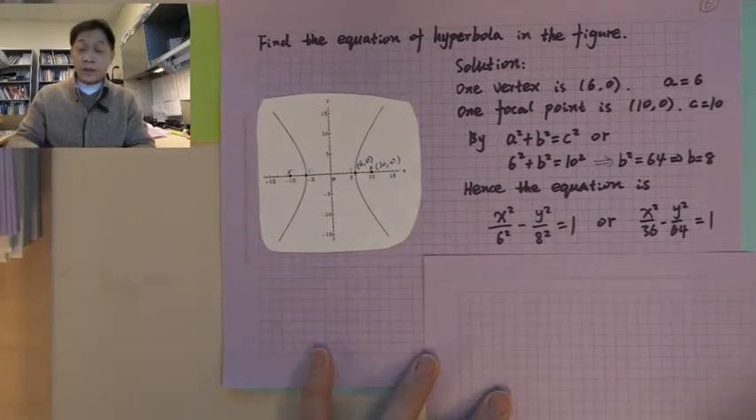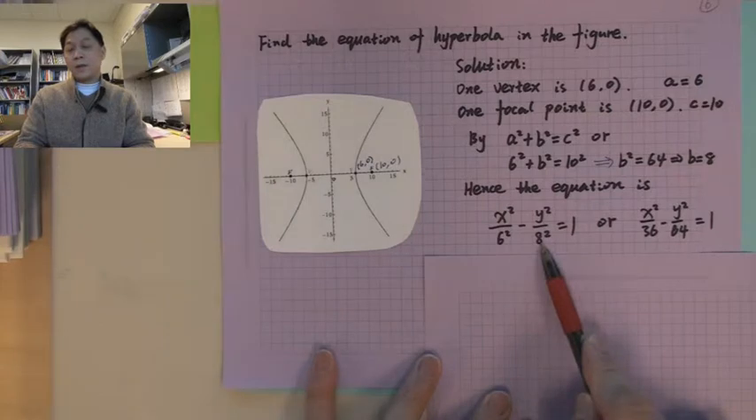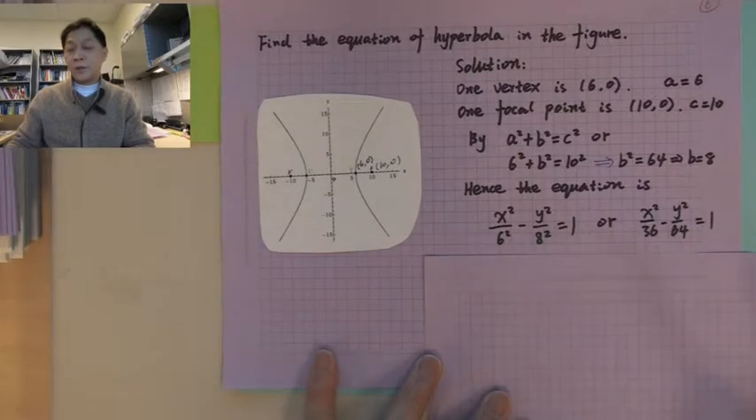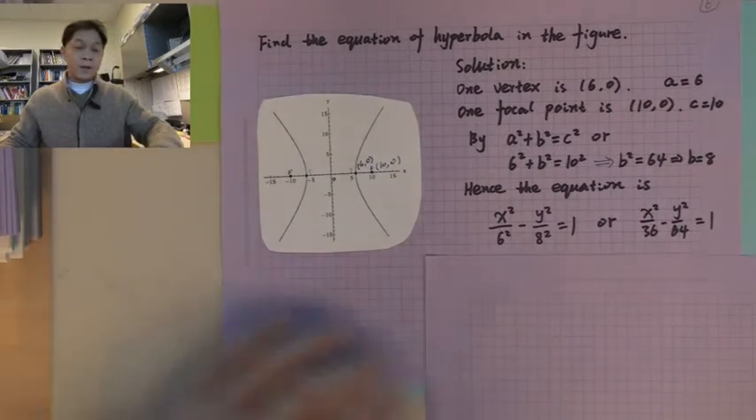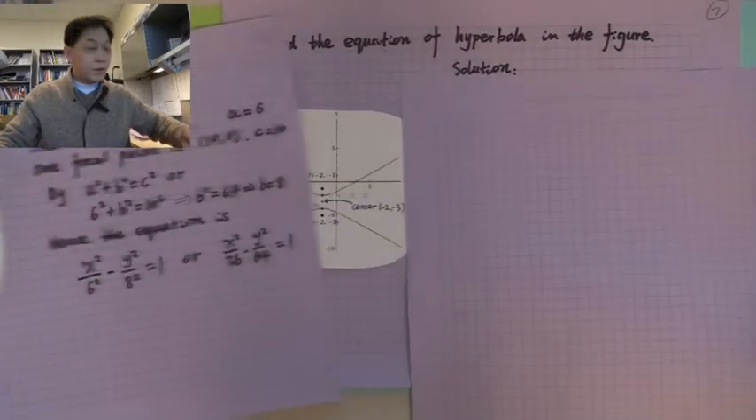And here you can see clearly A may not be greater than B. In a hyperbola, whichever term is positive, the number down below on the denominator will be A squared. Now let's look at another example.